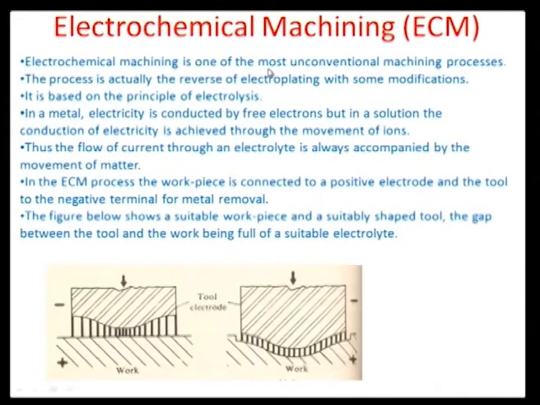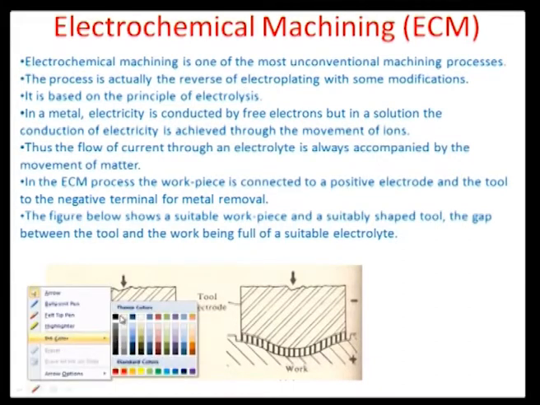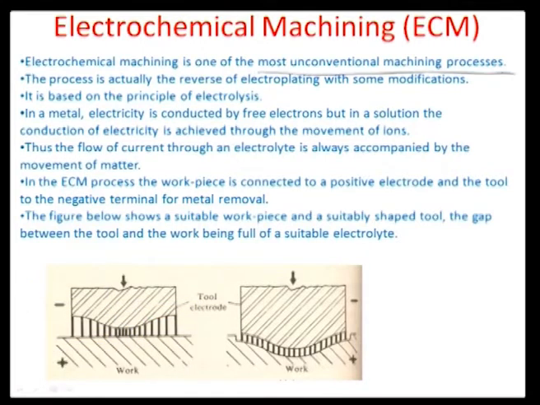Electrochemical machining is one of the most wanted unconventional processes that exist. The process is a reverse of electroplating, with some minor modifications, and again it is based on the principle of electrolysis that can be seen from the way the process is described. So as you already know, in a piece of metal, electricity is typically conducted by free electrons, but in a solution the electricity gets carried by ions.